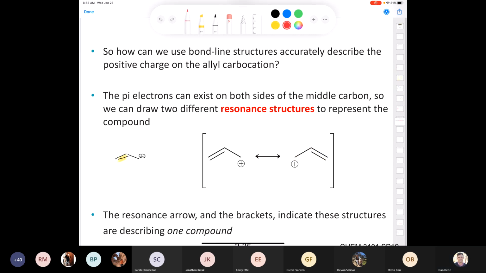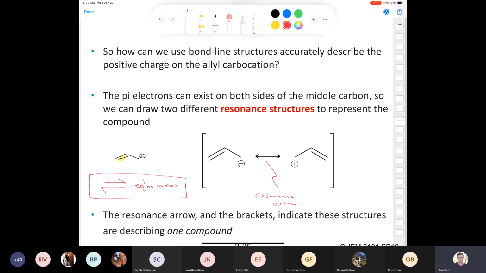This arrow in between these 2 structures, which are called resonance structures, is called a resonance arrow. This is not a resonance arrow. This is an equilibrium arrow. You would have done a whole chapter in general chemistry where you studied equilibria. But this is a resonance arrow. It's a double-headed arrow. It is not the same thing as an equilibrium arrow because these 2 structures are not in equilibrium with each other. These 2 structures are used to represent the overall structure.